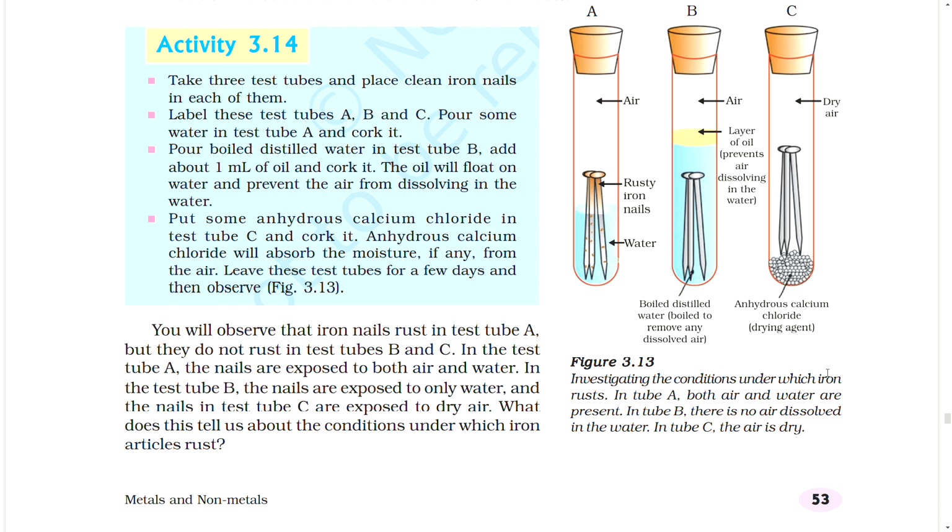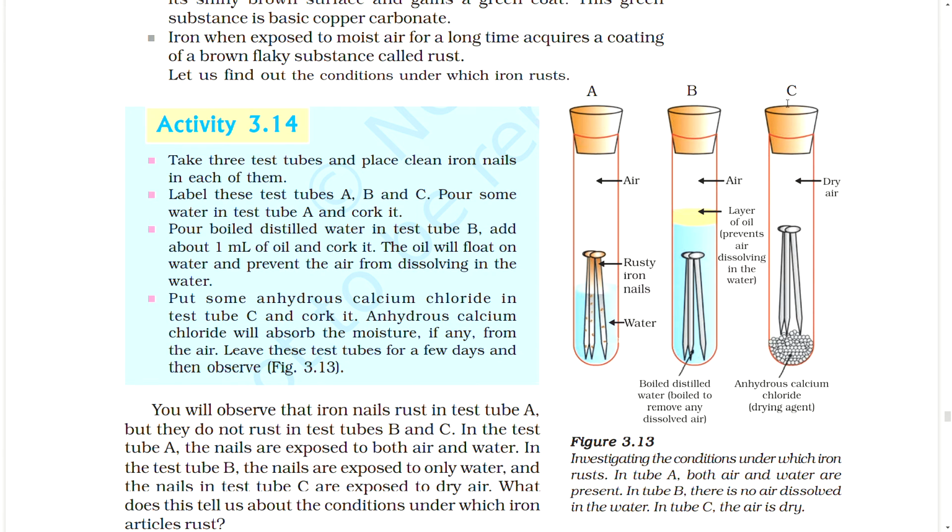Figure: investigating the conditions under which iron rusts. In tube A, both air and water are present. In tube B, there is no air dissolved in the water. In tube C, the air is dry. Labels: A, B, C; air; rusty iron nails; water; air; layer of oil prevents air dissolving in the water; boiled distilled water, boiled to remove any dissolved air; dry air; anhydrous calcium chloride, drying agent.